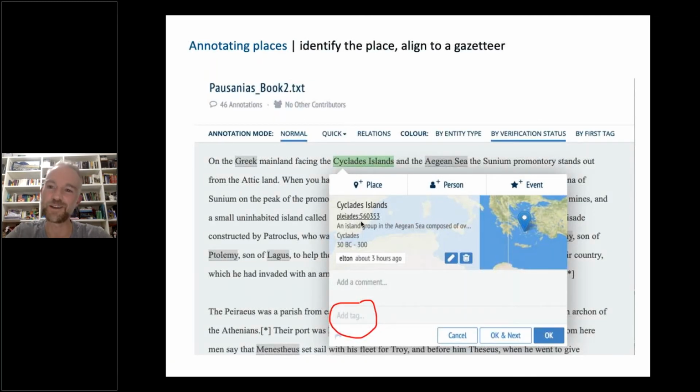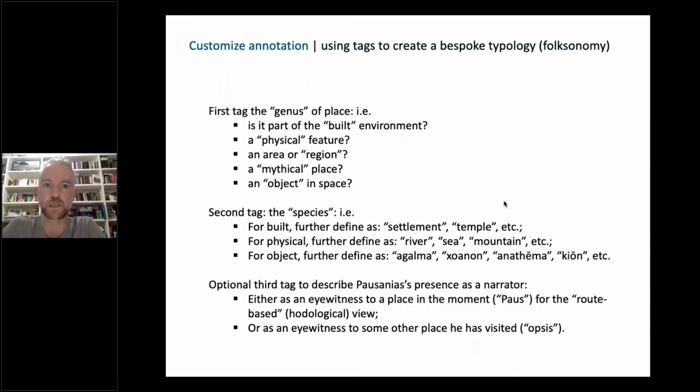Well, first of all, the easy bit, which was, you annotate the place and you kind of map to the gazetteer. We got that. But what about use of tags? And tags have become very important for us for trying to organize Pausanias' information. So, for example, if we're just thinking of the place entity that we're identifying, well, what kind of place is this? And here we've introduced categories that are a little bit more refined than what I had used previously in the Herodotus project. So is this part of the built environment?